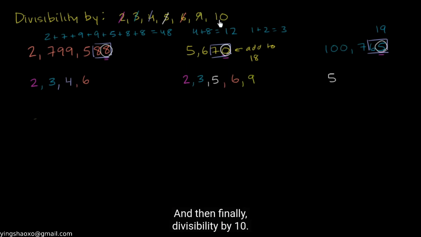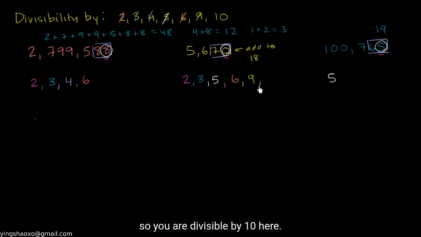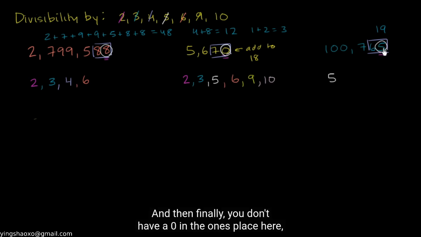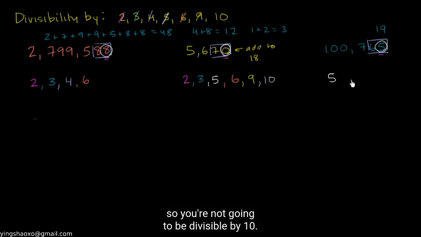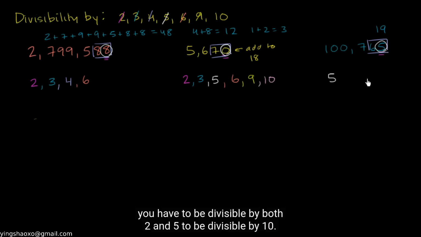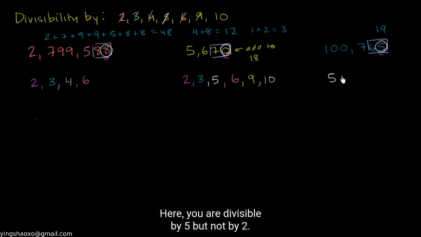And then finally, divisibility by 10. This is the easiest one of all, because you just have to see if you have a 0 in the ones place. You clearly do not have a 0 in the ones place here. You do have a 0 in the ones place there, so you are divisible by 10 here. And then you don't have a 0 in the ones place here, so you're not going to be divisible by 10. Another way you could think about it, you have to be divisible by both 2 and 5 to be divisible by 10. Here, you are divisible by 5, but not by 2.